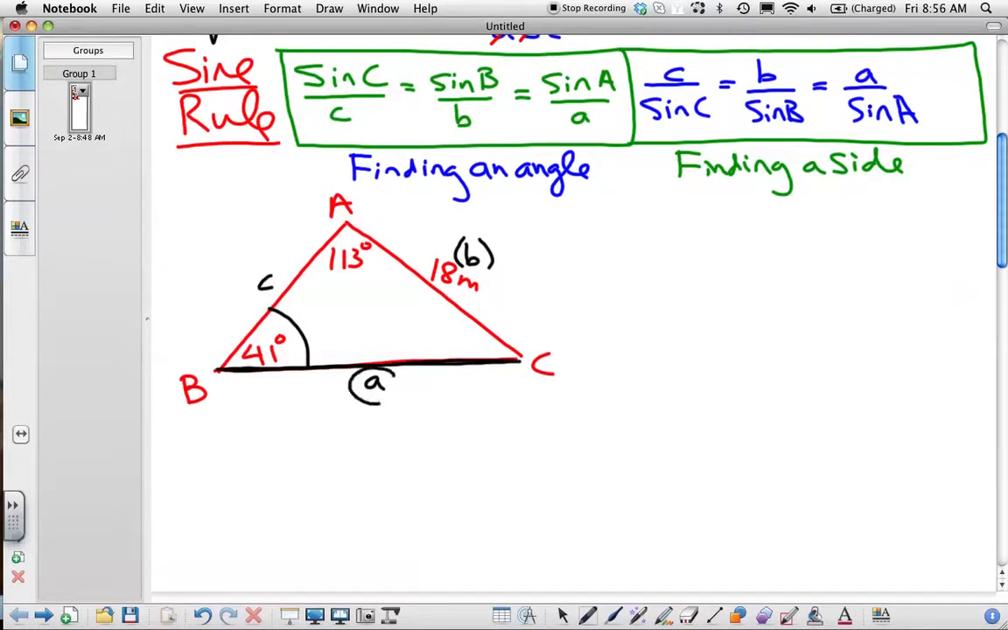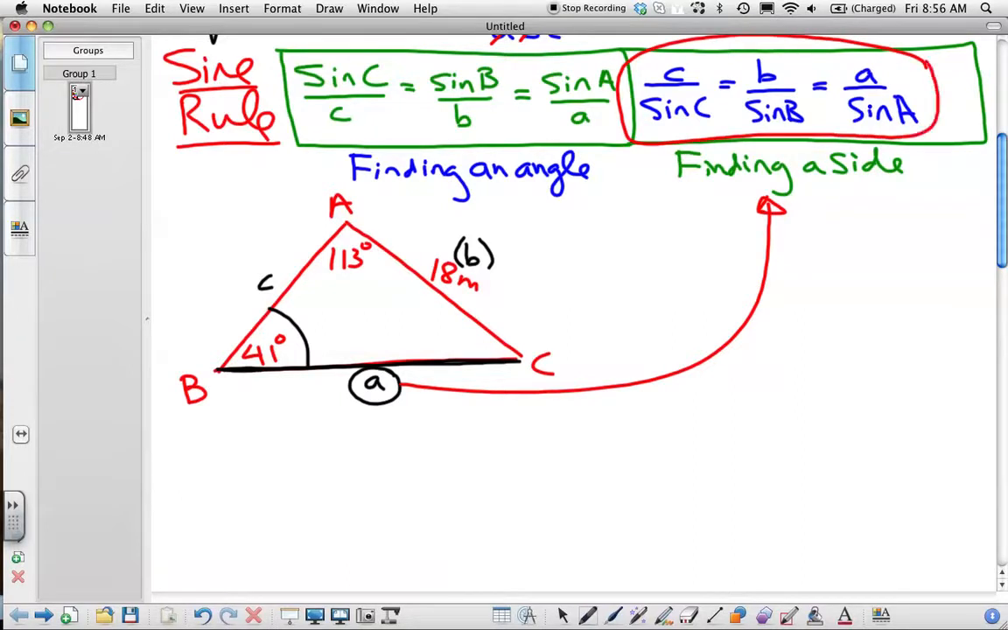So we're actually trying to find a. Now, because we want to find a side, I'm going to use this formula over here, and I'm not going to use the whole formula, just the relevant part. So I go through and say, okay, this is what I'm trying to find, this is my side a, and I've got my angle B and my side b. I don't know anything about that.